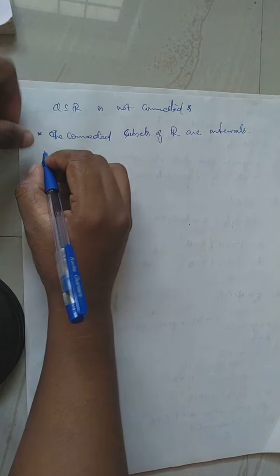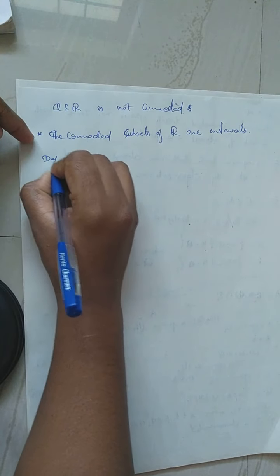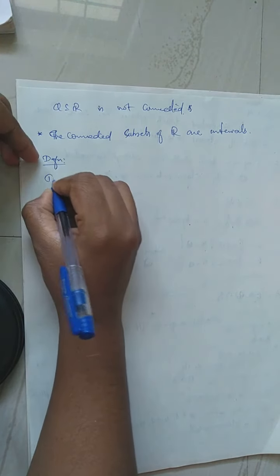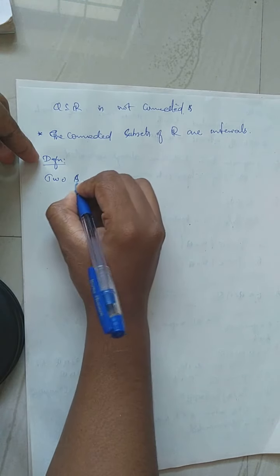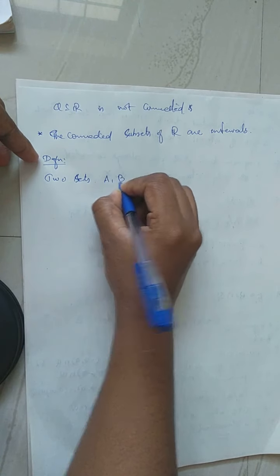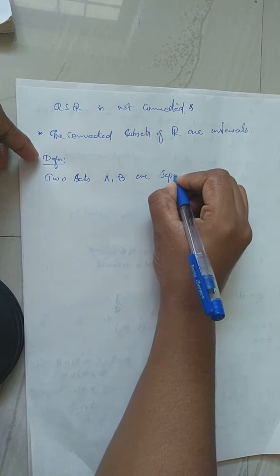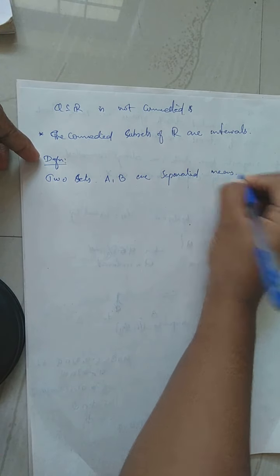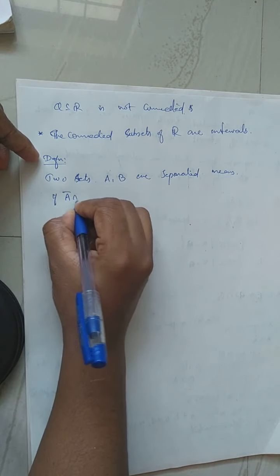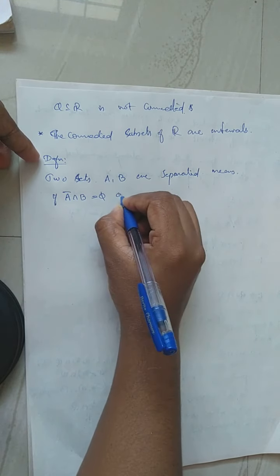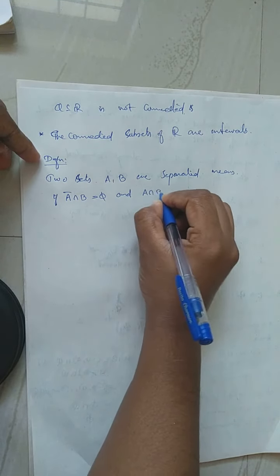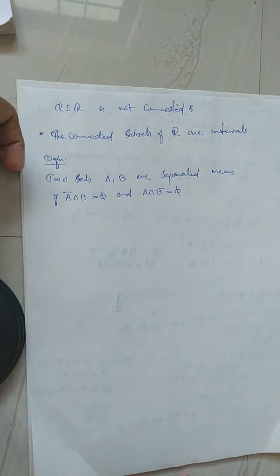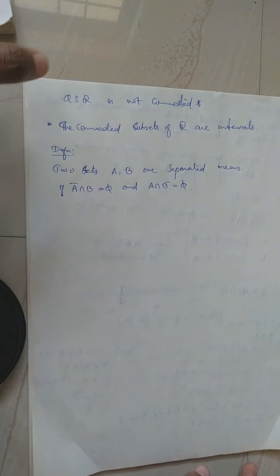Now I recall the definition of separated sets. Two sets A and B are separated means A closure intersection B equal to empty and A intersection B closure is equal to empty. What is a disjoint set? Two sets are disjoint means their intersection is empty.